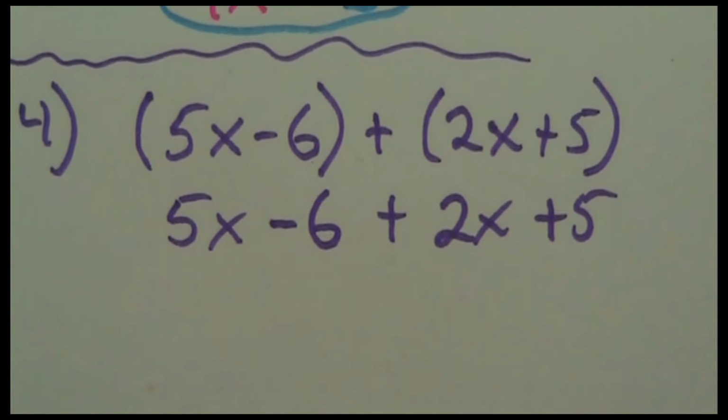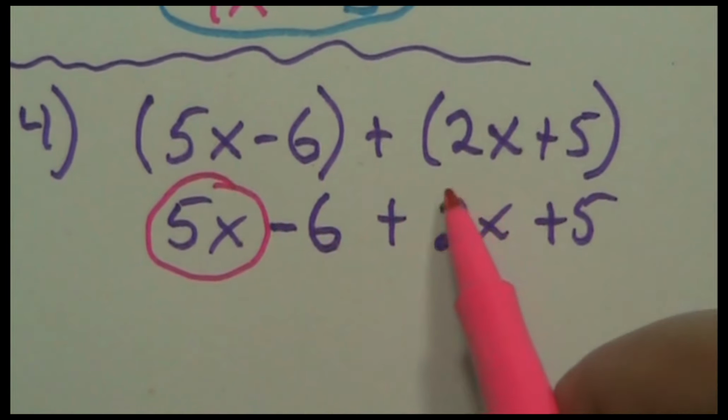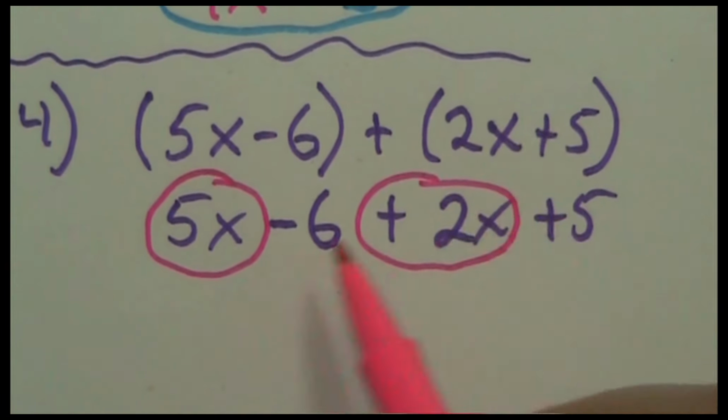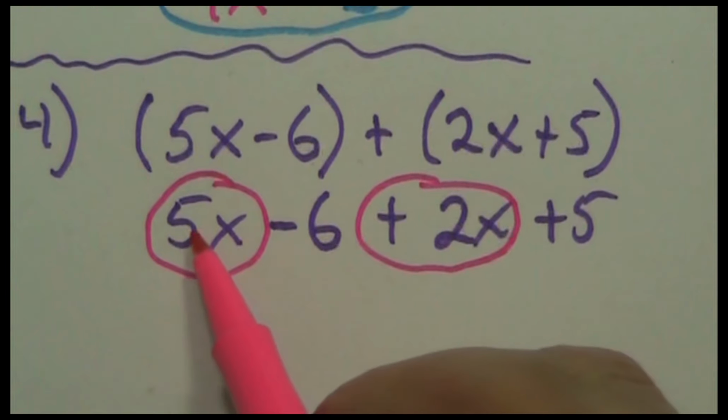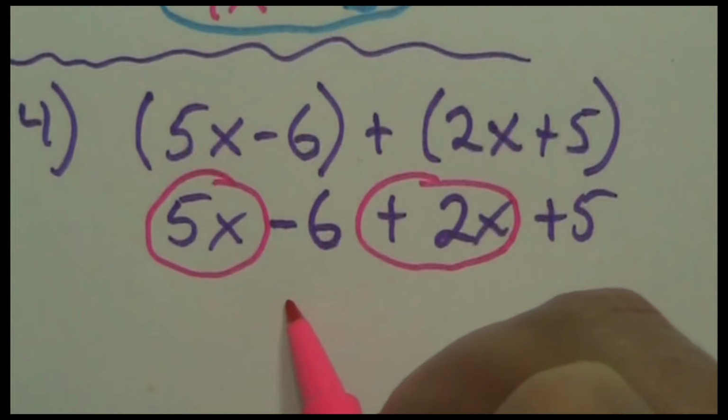All right, so now let's put together our like terms. I have a 5x, and a positive 2x. So 5x's, 5 and 2. 5 positives, 2 positives, that's 7 positives.